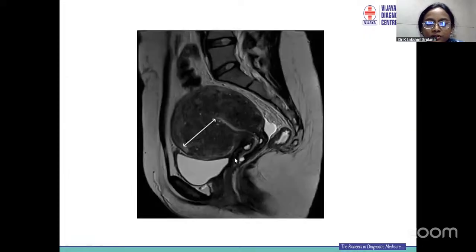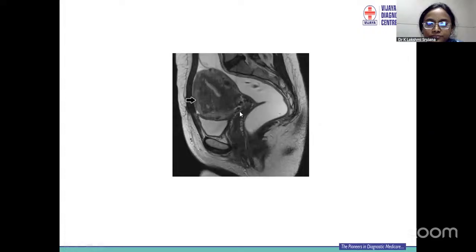This is a case of a globoid uterus showing thickened junctional zone diffusely in the anterior and posterior wall that is more than 12 mm with multiple tiny cystic foci scattered within the junctional zone. This is a case of focal adenomyosis involving the anterior wall.